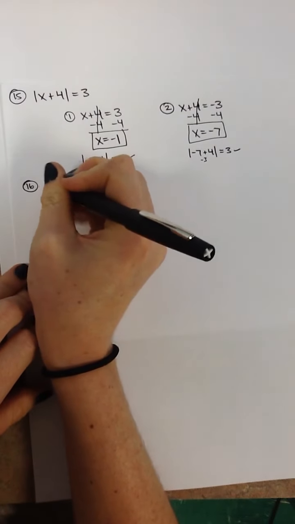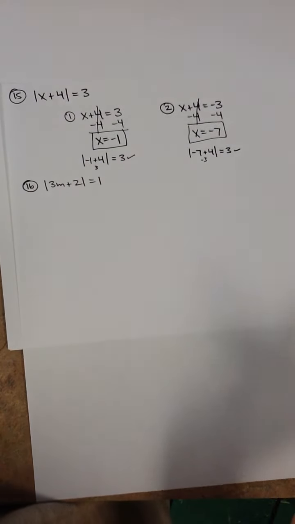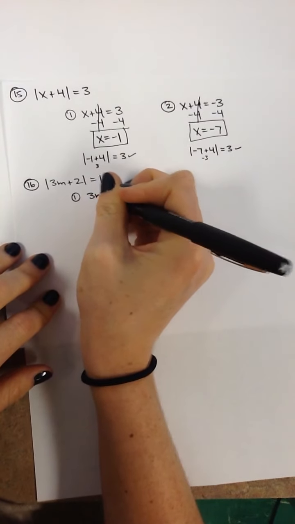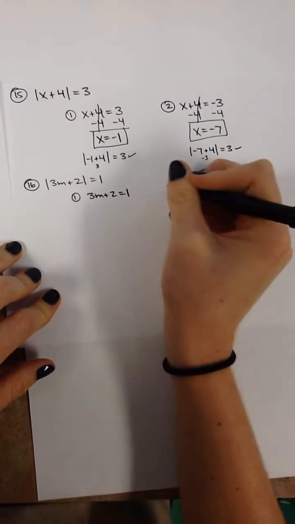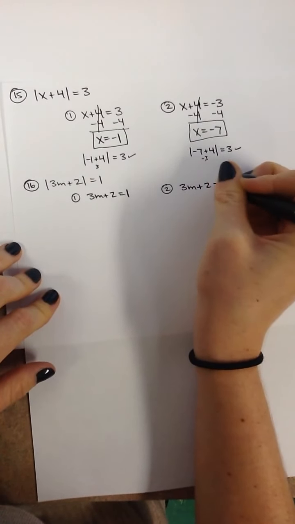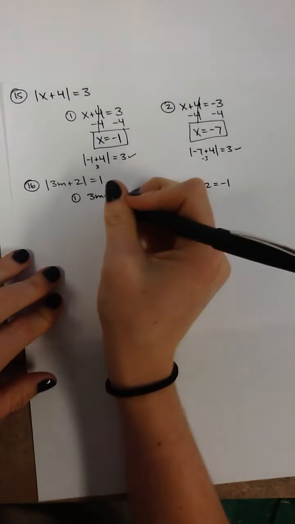16, absolute value of 3m plus 2 equals 1. So this one, same thing, same exact thing. For scenario 1, you take the stuff out of the absolute value and you set it equal to the positive version of 1. For scenario 2, you take the stuff out of the absolute value and you set it equal to the negative version of 1. In both of these, you are just solving these equations.